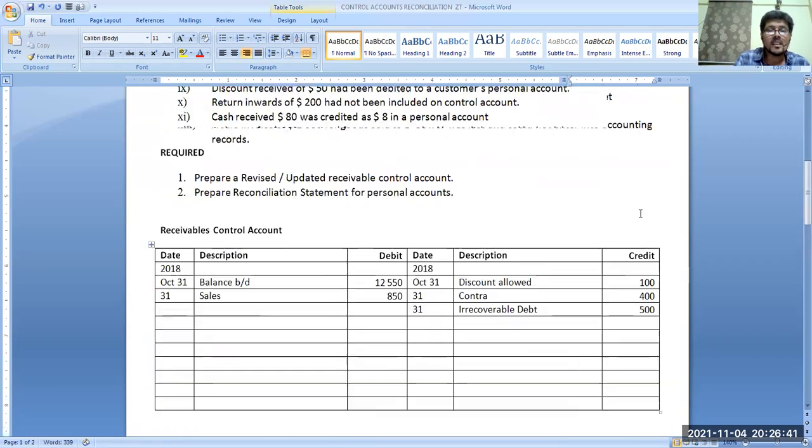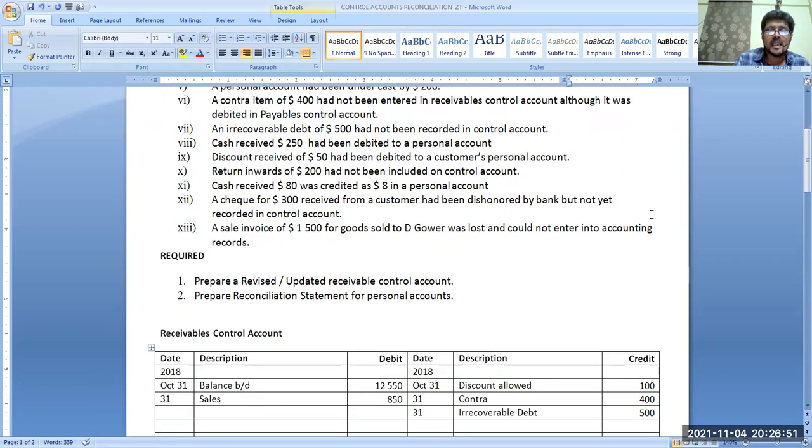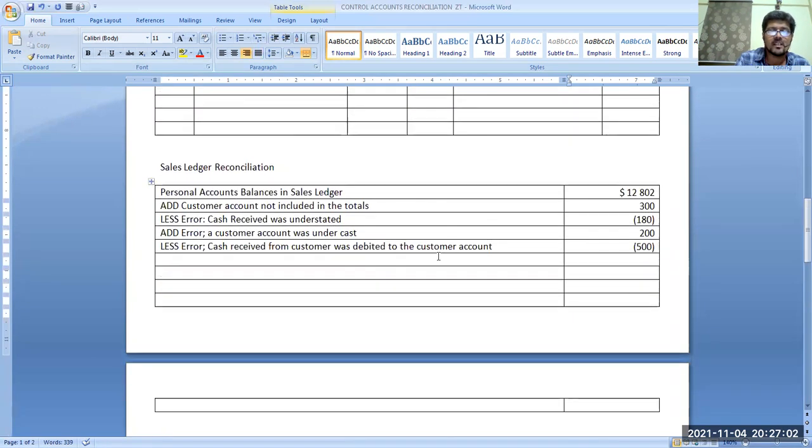Done? Okay. Now, discount received had been debited to a customer's personal account. Discount received has nothing to do with the customer's personal account. So we have to minus that 50. When it was debited in the customer's account, the customer account has increased. So what we do, we have to decrease the customer account by 50.